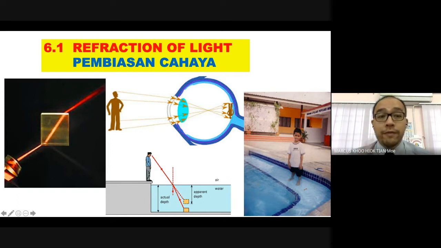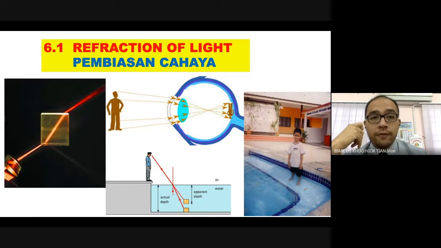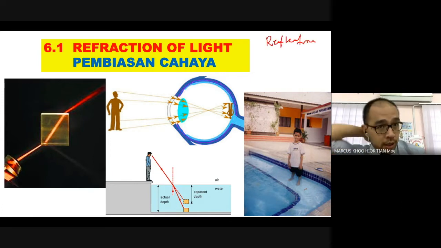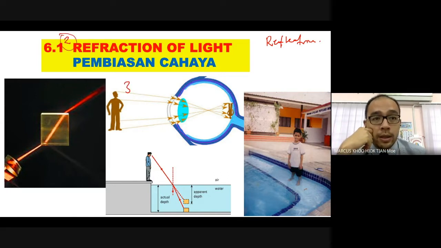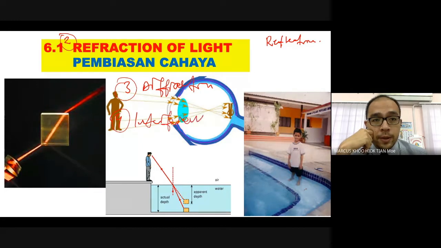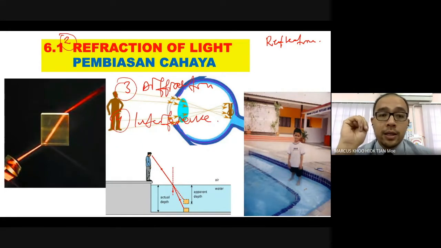the four wave phenomena. The first one that we learned was reflection, and then the second one is refraction, and then the third one is diffraction, and then the last one is interference. So these are the four wave phenomena that we looked at in the previous class, in the previous chapter.